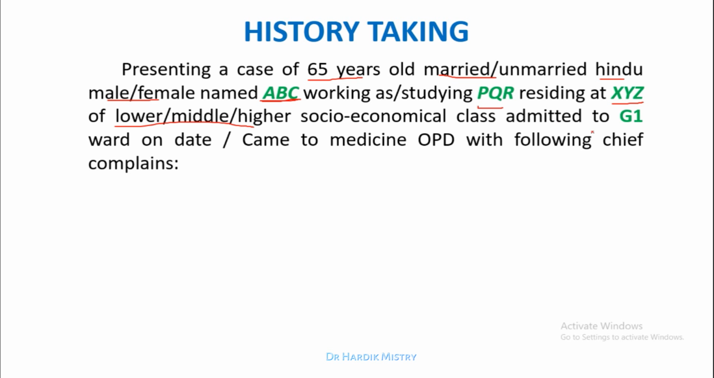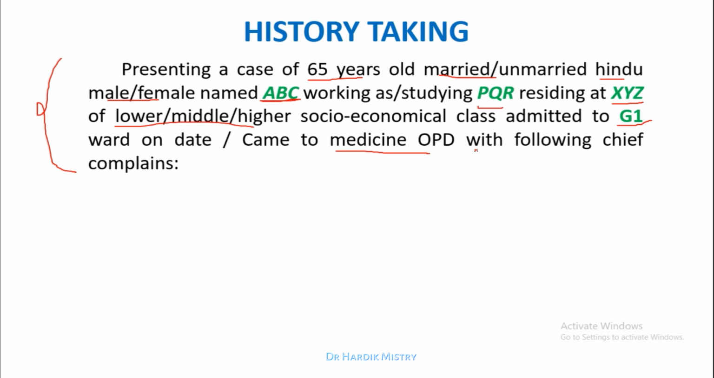I am just giving you the example of G1 ward; whichever ward you are standing in or taking the history in, you have to write. If you are not taking this history in the ward, then you write the respective name of the OPD and with the following chief complaint. So that is the basic paragraph for all histories in all the departments. So you have to write: presenting a case of 65 years old, married Hindu male named ABC, working as laborer, whatever it is, residing at 53, this society, the full address, of lower socioeconomic class, admitted to G1 ward on the date. Today's date is 13th January 2019. That is what you have to write, and with the following chief complaints.